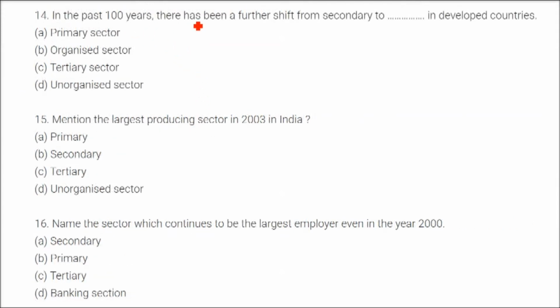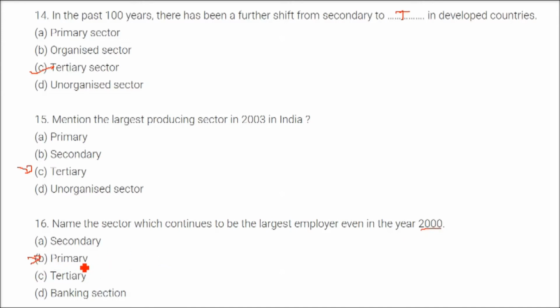In the past 100 years, there has been a further shift from secondary to tertiary in developed countries. So the answer here is it's tertiary sector. Mention the largest producing sector in 2003 in India. The answer is tertiary. Name the sector which continues to be the largest employer even in the year 2000. So the answer is primary sector.